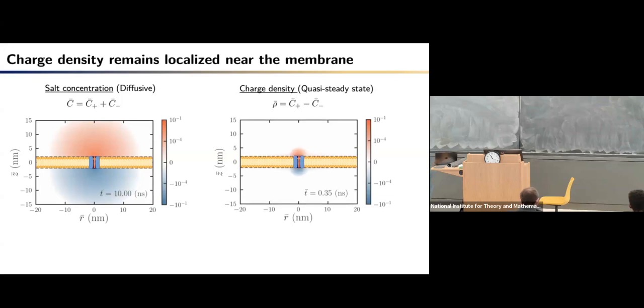But let's look at the charge density. The charge density begins to look like diffusion, but then pretty quickly it looks like it has reached a steady state at the transporter. So if you're an observer looking at the transporter, you don't see things changing. But of course, it can't be true steady state because you're constantly pumping or fluxing ions, so something must be happening in the far field. What I want to emphasize is that the dynamics of the charge density are very different from the salt concentration.